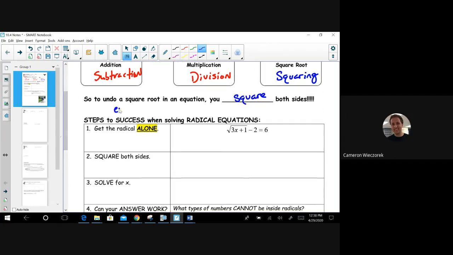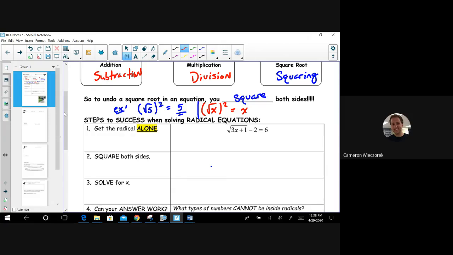So for example, we've seen this property when we did section 10.2. If I have rad 5 and I want to make that rad disappear, all I got to do is square that radical, and this just turns into a normal 5. So today we're going to do that with x's. If I square rad x, now the radical disappears and I just get normal x.